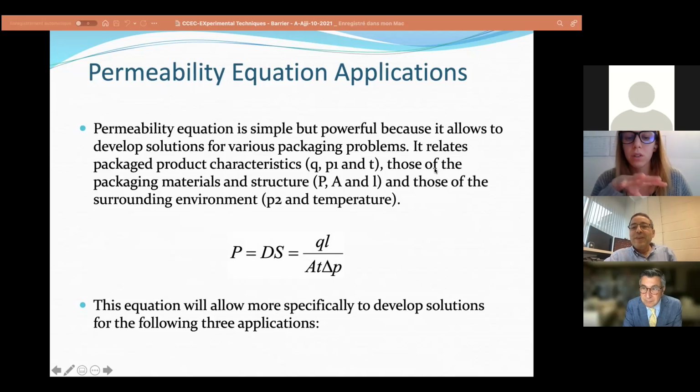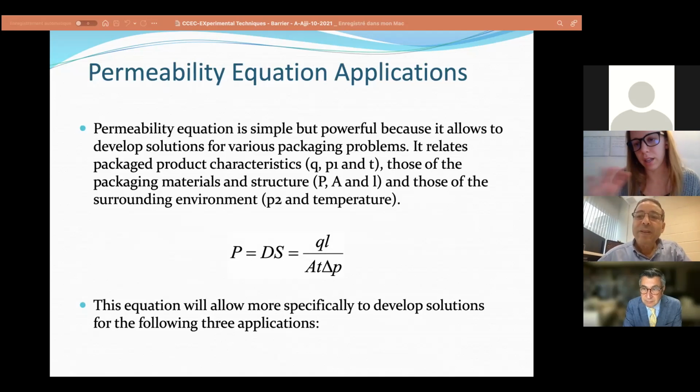One question, when you showed the setup that you use to measure permeability, I saw that there is a detector. I was wondering what type of detector is normally connected to the instrument.